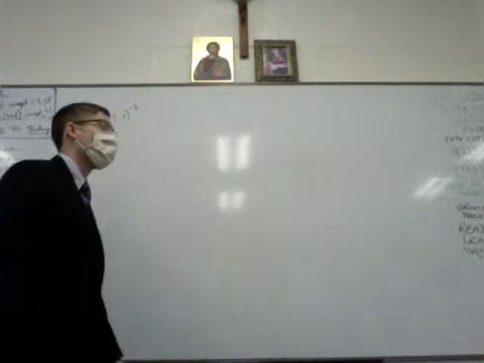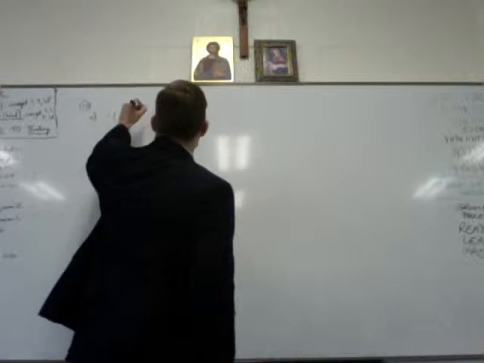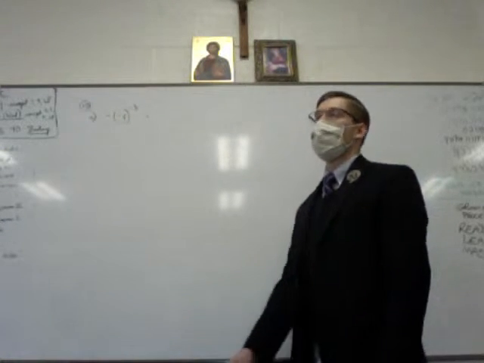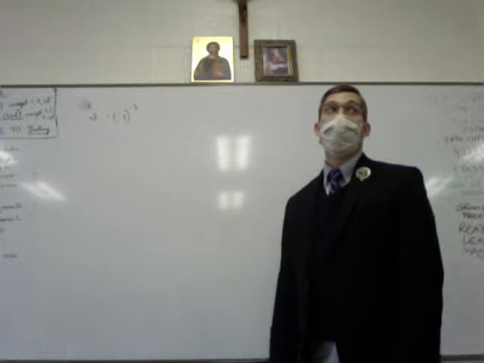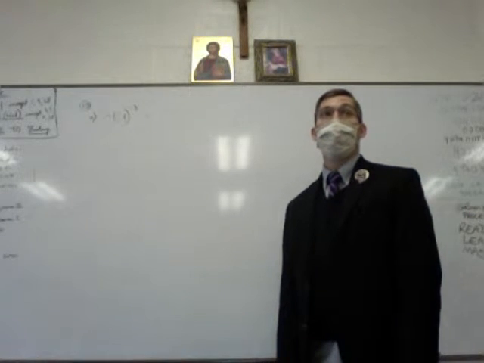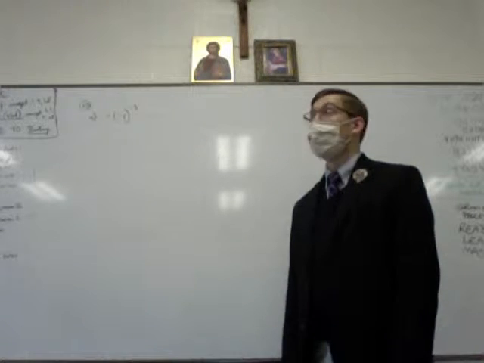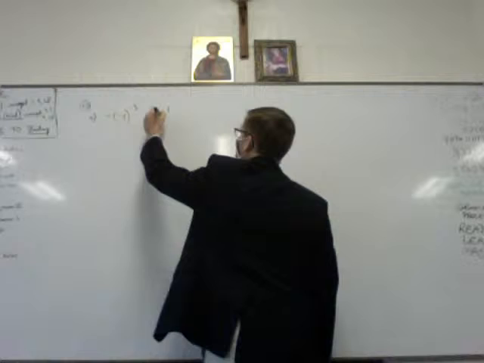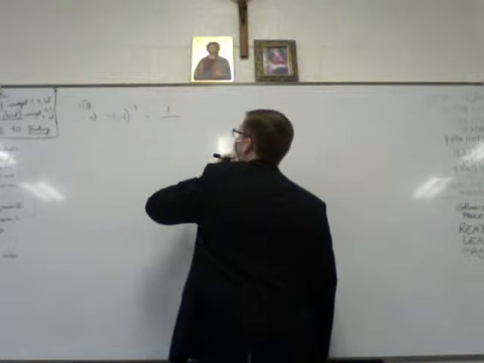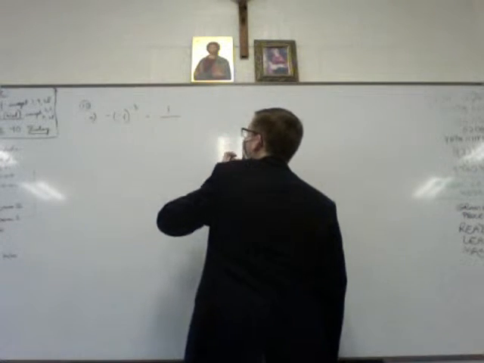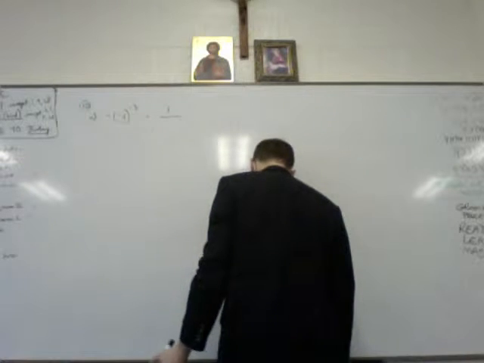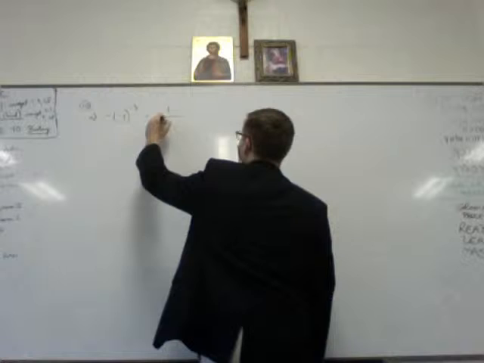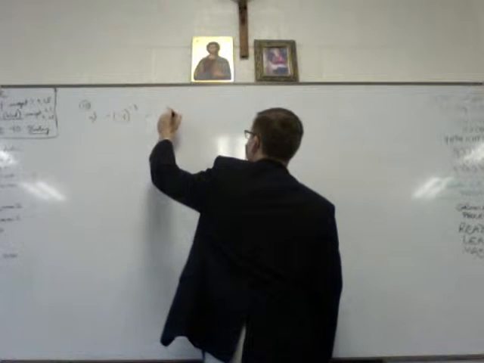Negative 27. First, we deal with the exponent. So, how can we rewrite negative 3 raised to the negative 3? Anybody? Alright, so 1 over 3 to the third. It's negative 27. No, it's 1 over 3 to the third, not negative 3 to the third.